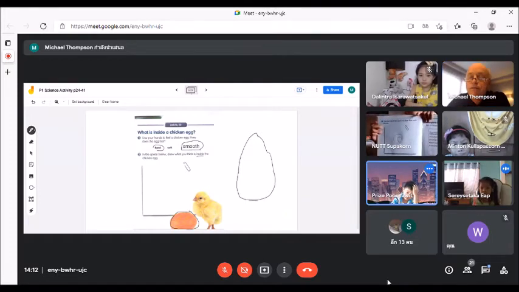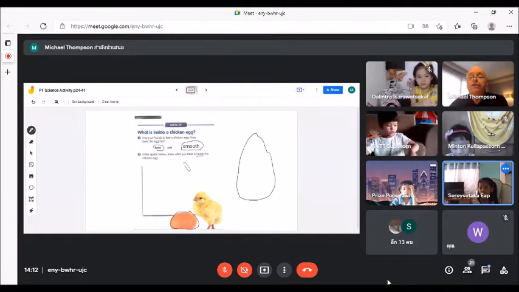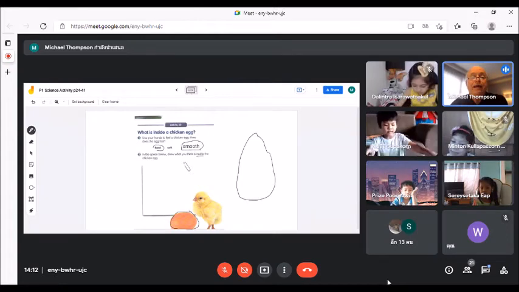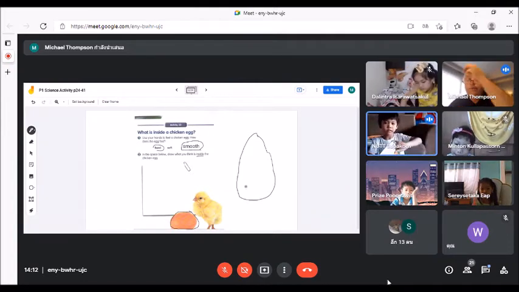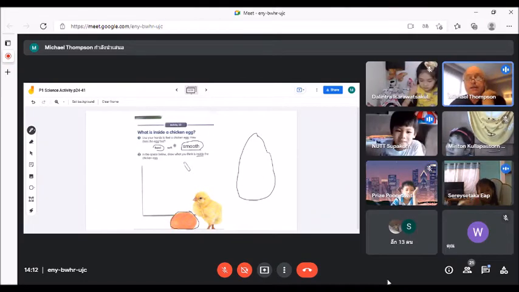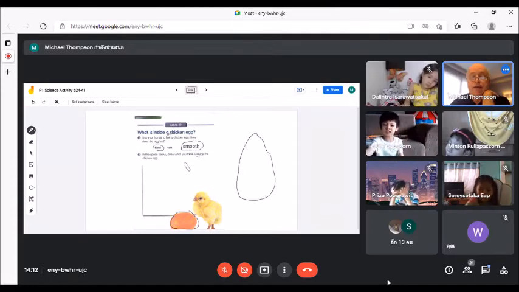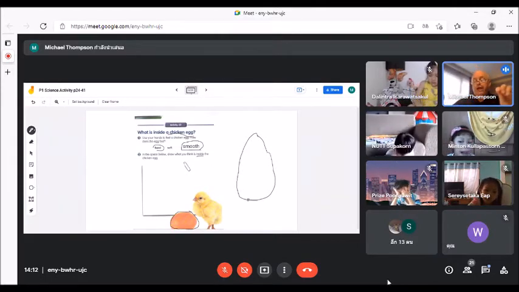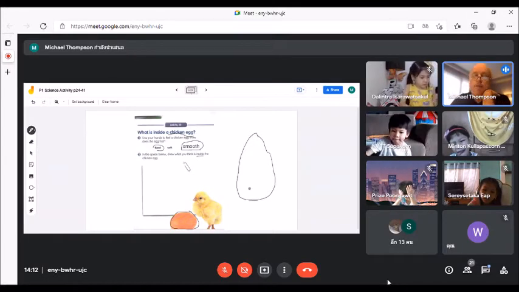Now there could be a baby chicken in there, right? Because it is a chicken egg. So there could be a baby chicken, but if you opened your egg and a baby chicken popped out, you'd go, ah! So I'm not too sure what it looked like.